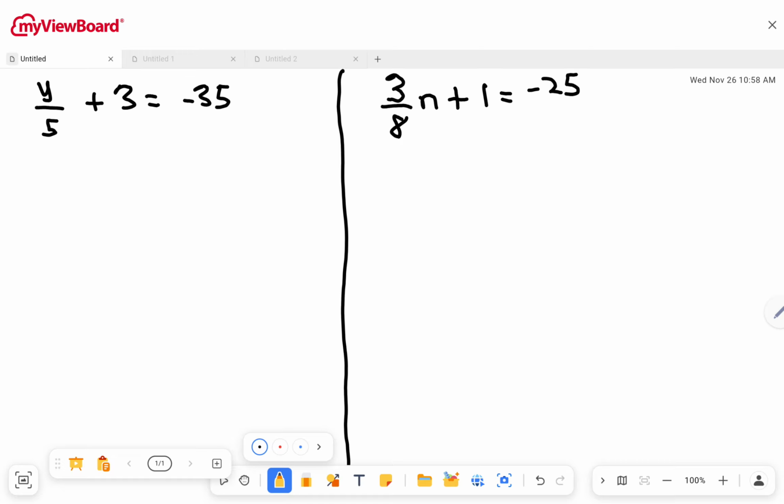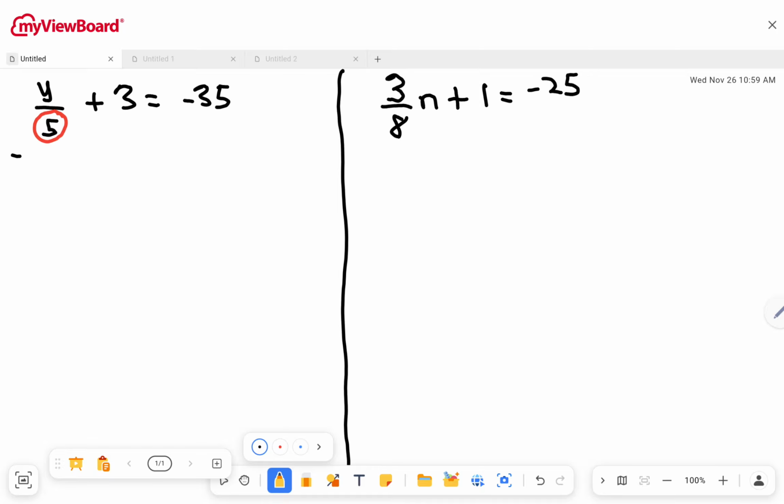Whenever you have any equation without parentheses, but there is a fraction, it is always good to make sure that you multiply through by the denominator. When I say the denominator, what I mean is this 5 over here. So it is better to multiply through by the denominator. So now we are going to multiply each of the terms here by 5.